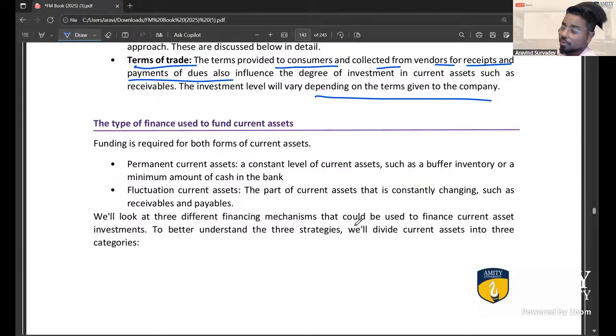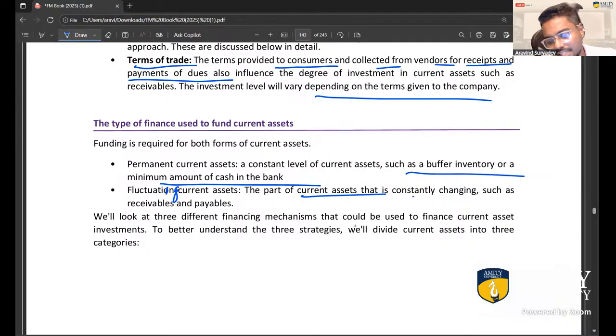So, how do you fund the permanent current assets? How do you fund the fluctuating current assets? This would decide how much risk you're taking in your working capital funding approach, right? So permanent current assets, a constant level of current assets such as buffer inventory or a minimum amount of cash in the bank. Absolutely. Fluctuating current assets, the part of current assets that is constantly changing, such as receivables and payables.